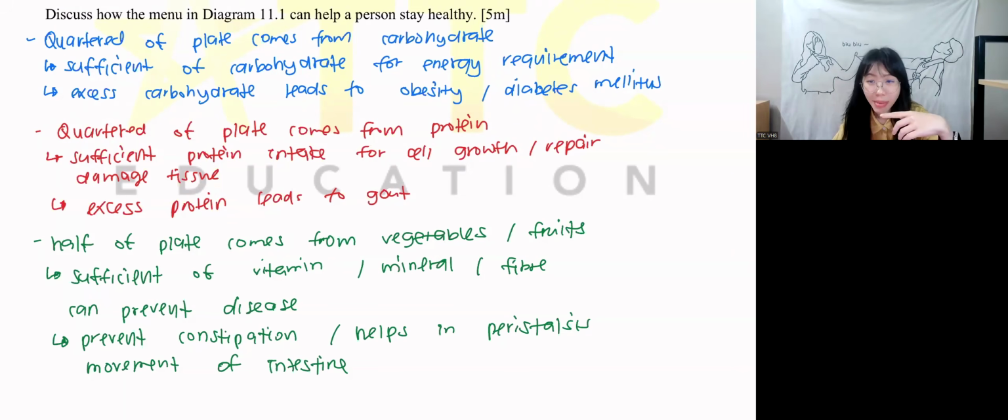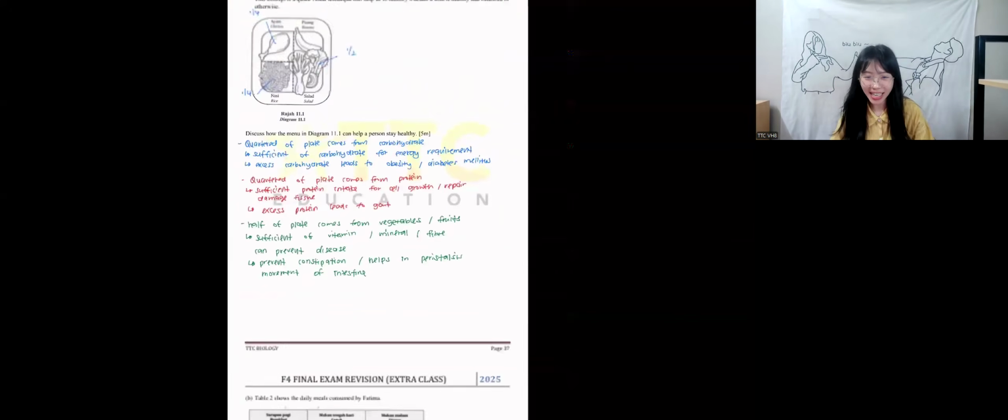Diabetes mellitus is called kencing manis. Okay, done with this. Gout in Mandarin is called 痛风, a type of arthritis. When you have movement, it feels very difficult for you to move. Okay, done already. Let's look at the next question.